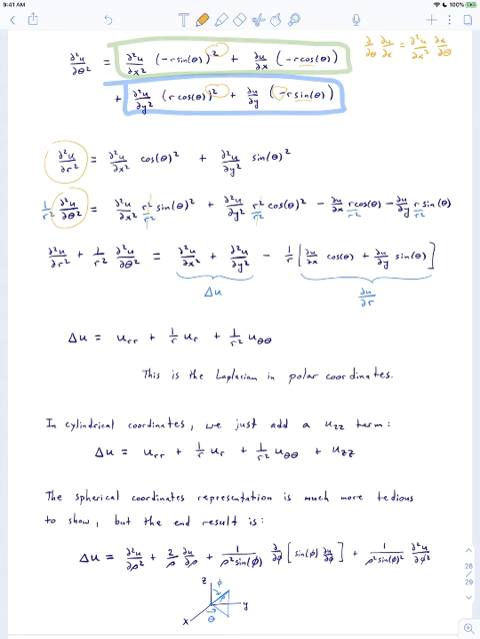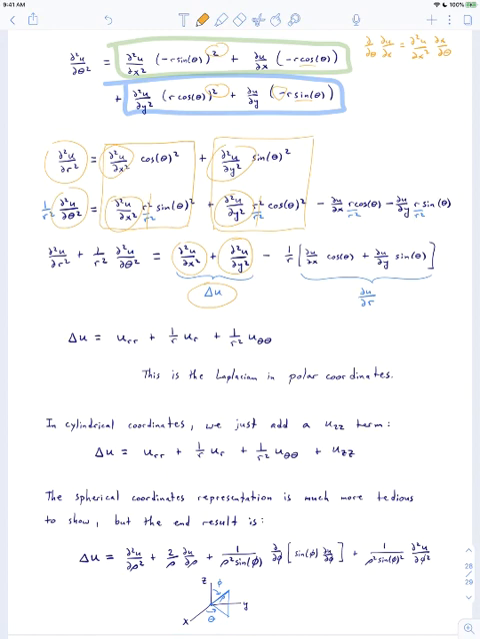Because now if we add these two terms together, we have cosine squared plus sine squared is 1, and they both have the same coefficient. So that's right there. That's the second derivative of u with respect to x. Now, the same thing happens here. We have a sine squared and a cosine squared, and they're both multiplied by the second derivative of u with respect to y. So if you add those two together, you get the second derivative of u with respect to y. Those together give you the Laplacian in Cartesian coordinates.